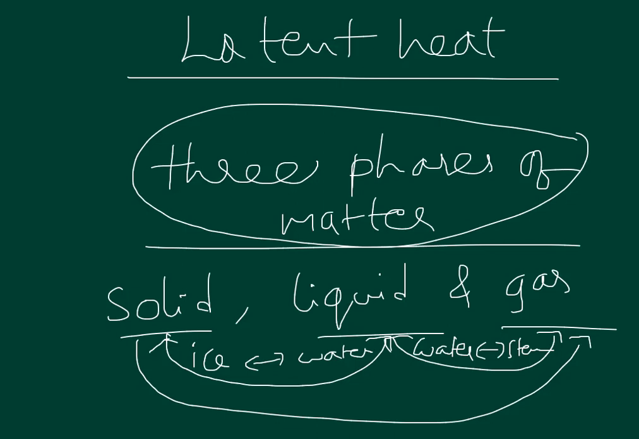Sir, is there any example of converting solid directly to gas? Yeah, a basic example is camphor. Camphor directly converts from solid to gas without a liquid state. Generally, solid first converts to liquid and then liquid to gas, but there is a special situation for camphor, directly from solid to gas. So we understood that there are three states of matter.